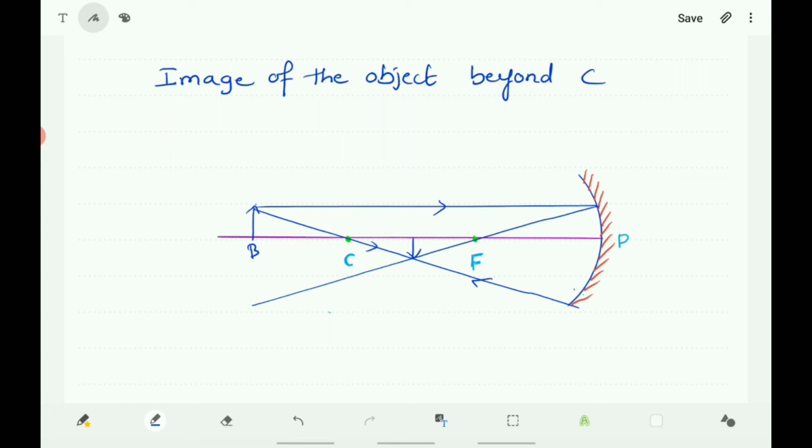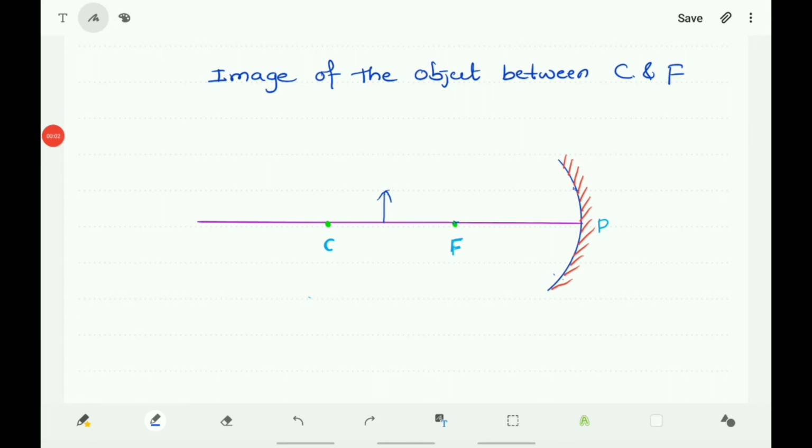And what is the nature of the image here? Here it is an object AB and this is A dash, B dash. See here, the image is inverted and it is smaller than the object and the position is between C and F. So when the object is beyond C, the image is between the C and F and it is smaller than the object and it is an inverted image, and this image can be caught on the screen, so it is a real image.